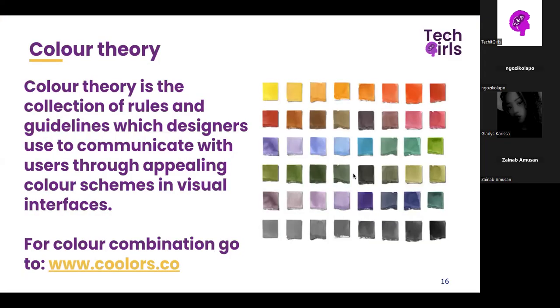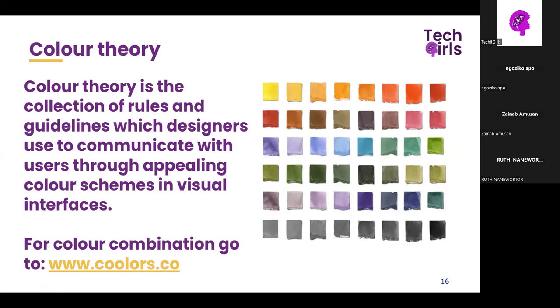So then we'll look at the color theory. Color theory is the collection of rules and guidelines which designers use to communicate with users through appealing color schemes in visual interfaces. So it's the rules and guidelines that designers use to communicate with users through appealing color schemes. So colors have rules, okay? There are different rules of colors. We'll look at them as we go along.